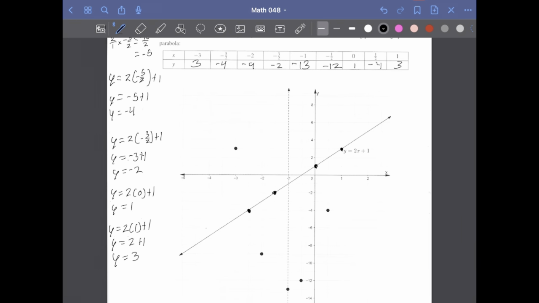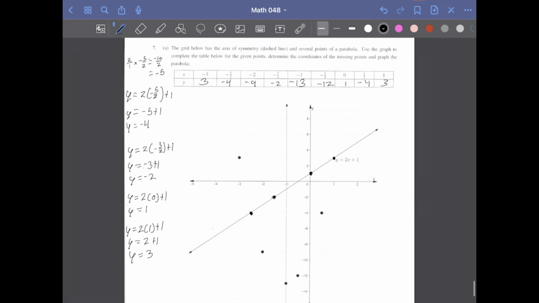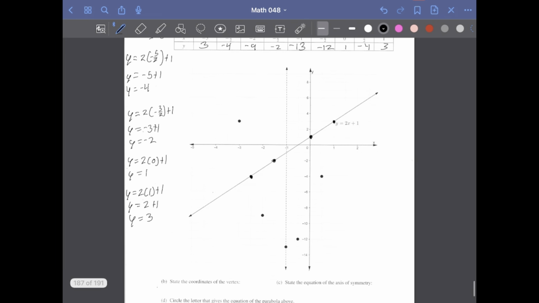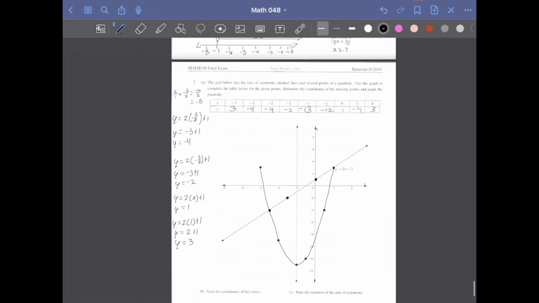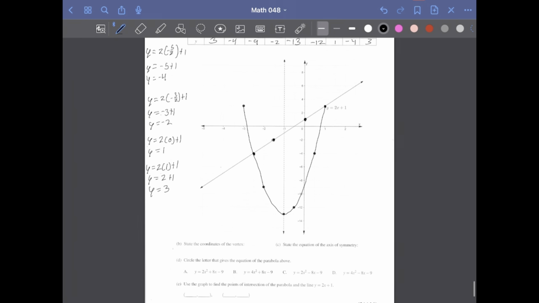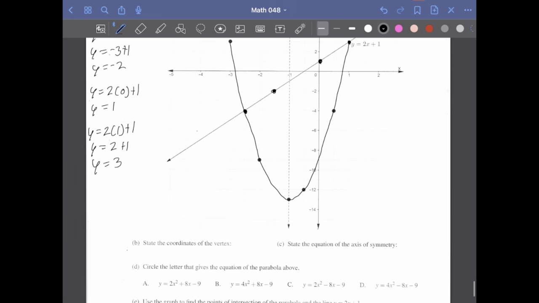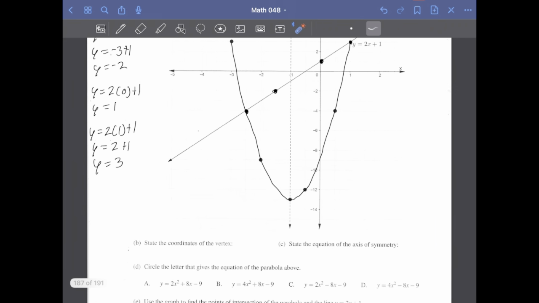Okay, so now, use the graph to complete the table below for the given points. We did that. Determine the coordinates of the missing points. We did that. Graph the parabola. So they want us to just graph it. There you go. And that's the answer. State the coordinates of the vertex. These coordinates right here. So that'll be negative 1, negative 13.